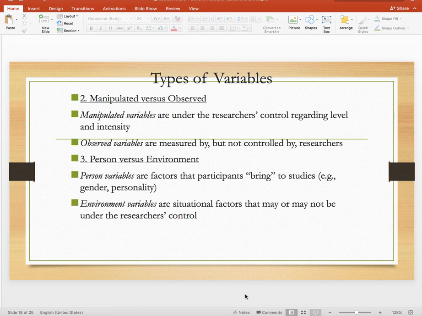Now, ideally here, we would always want to control all of our factors, even person variables and even environmental variables. Why do you think we would always want to control all person variables and all environment variables as well? Why do you guys think that? Absolutely. So here, what do we want to do?